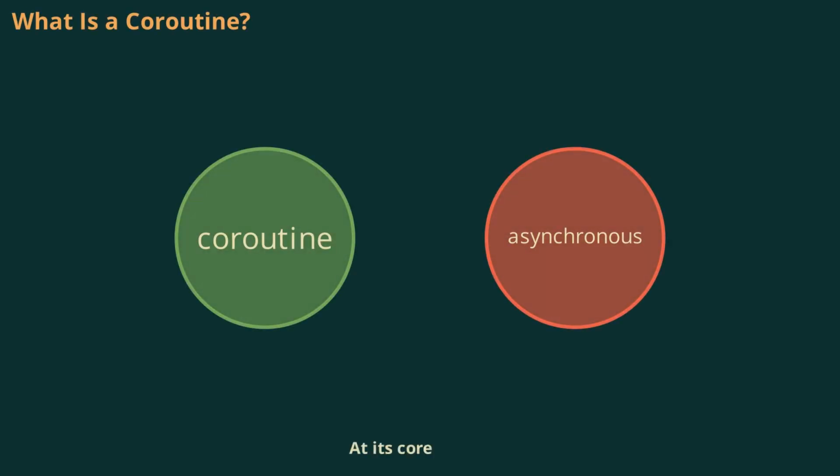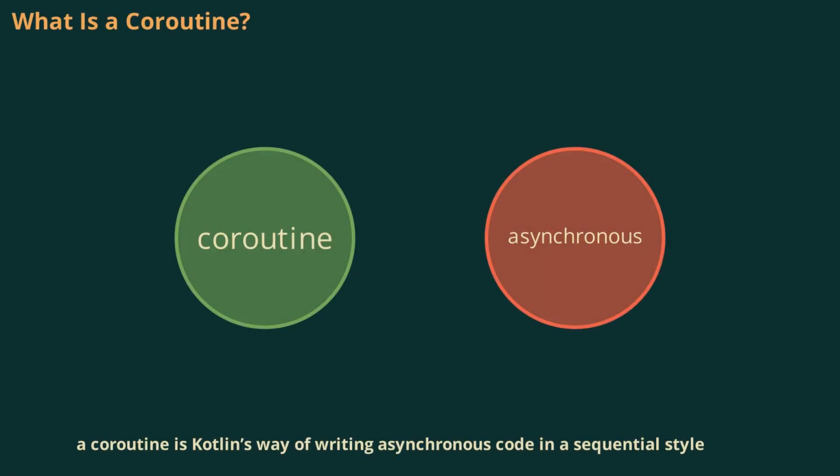At its core, a coroutine is Kotlin's way of writing asynchronous code in a sequential style. Imagine being able to write code from top to bottom, just like you would for a simple script, but with the power to pause and resume execution as needed. Coroutines can suspend their work without blocking the underlying thread, waiting for data or resources to become available, and then pick up right where they left off. This makes them incredibly efficient and lightweight, enabling thousands of coroutines to run on just a handful of threads. Let's break down what makes coroutines so special.